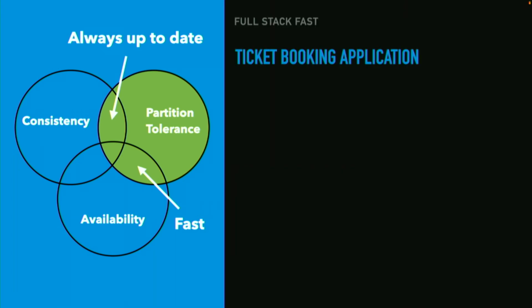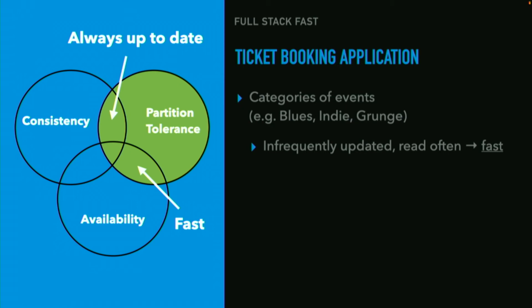So let's say you're building a ticket booking application like Ticketmaster, and you have multiple different types of data in your app that you want to serve. For example, the categories of events, like different music genres or whatever. These are maybe appearing in your nav bar, so they're being read by pretty much everyone who visits your website, and they're very infrequently updated. So you probably want to store them with high availability so that they're really fast for anyone who's reading it.